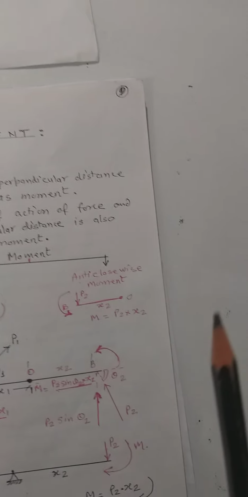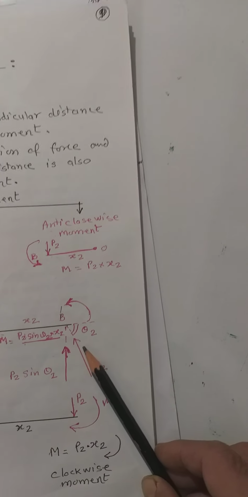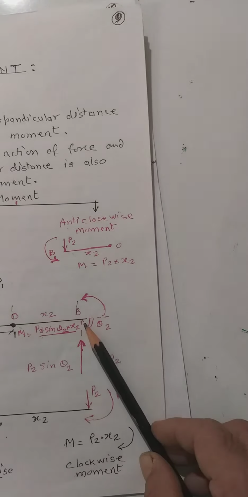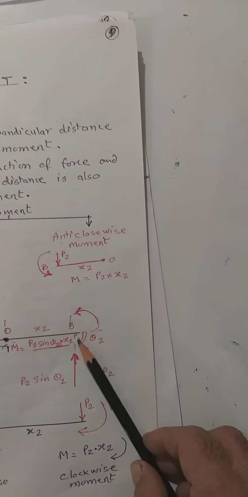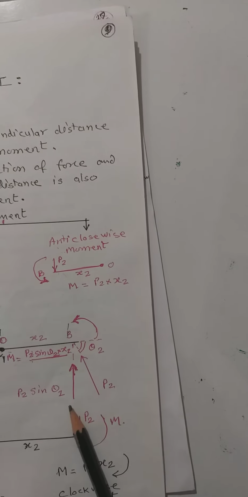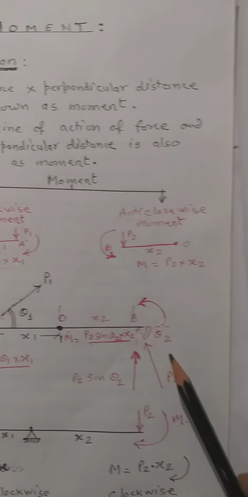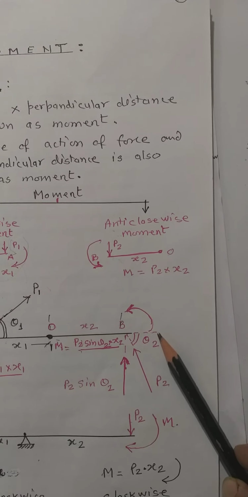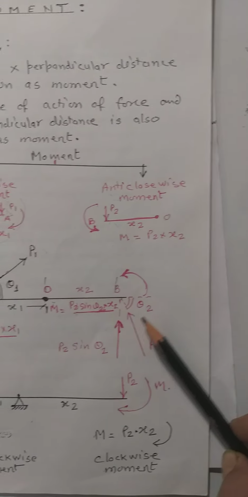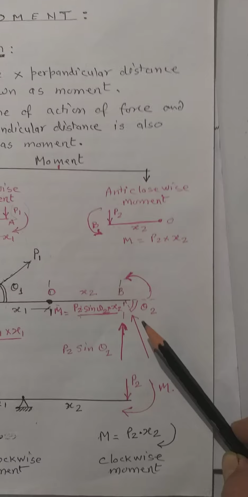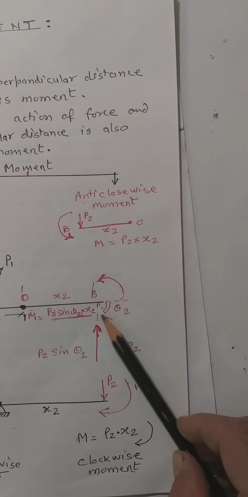Similarly, this is the force which is acting over here but not touching the body. But as we have already seen, the line of action of the force meets at this point, which makes an angle of theta 2 with the horizontal. This P2 force makes an angle of theta 2 with the horizontal. Now we have to resolve this perpendicular to this like this.